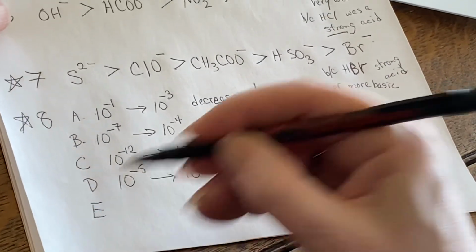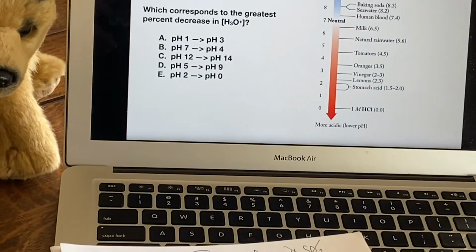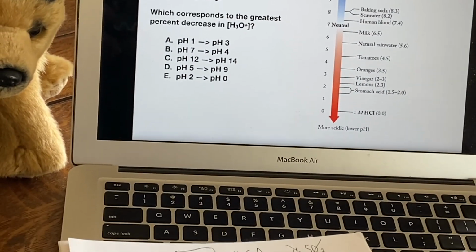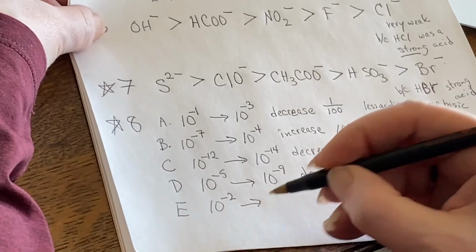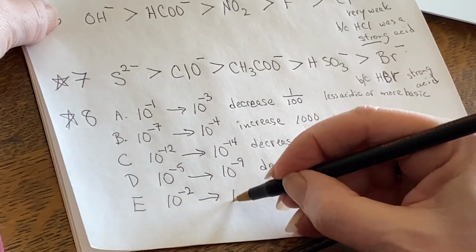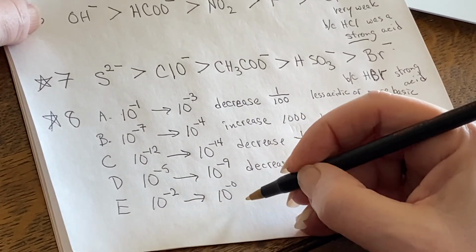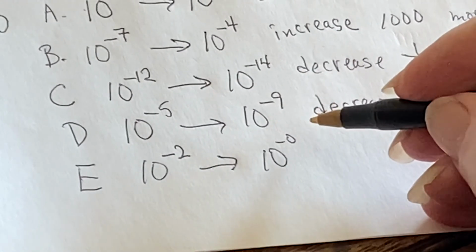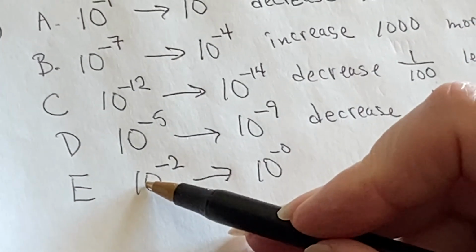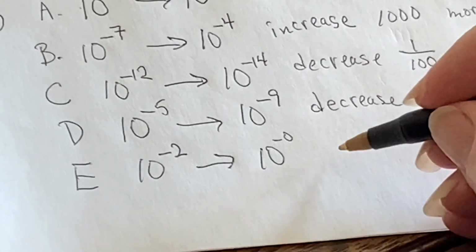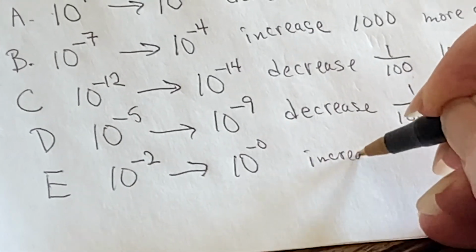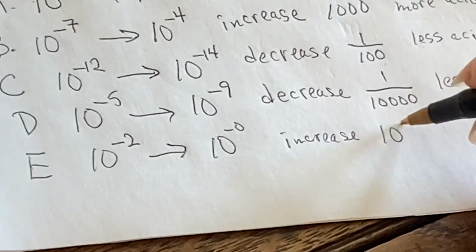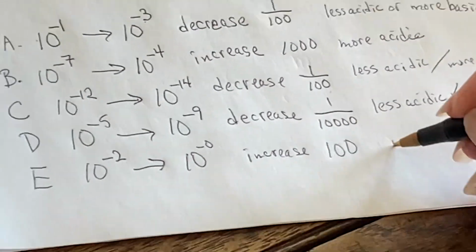And then on E, we're looking at this and it's going from a pH of 2. So there's our 2. And changing to a pH of 0, 10 to the negative 0. Well, what's 10 to the 0? What's a negative 0? It's just a 0. That's a 1. So this went from 100th to 1. So this was an increase, and it's times 100. And it's more acidic.